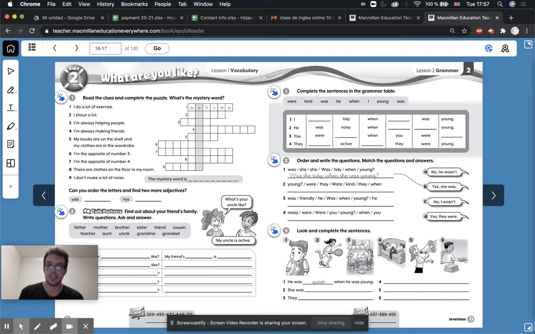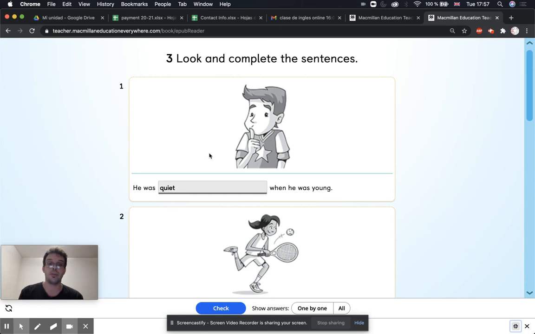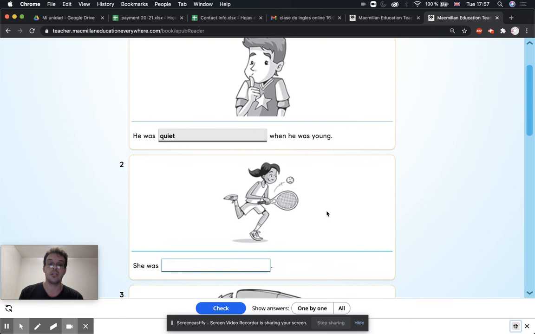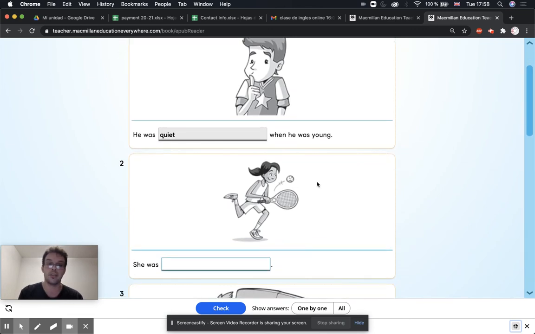Okay, so exercise 3, we have to make phrases to describe these 6 people when they were young. Okay, hacemos frases para describir estas personas cuando estaban jóvenes. Okay, let's do it all together. Okay, so first one says he was quiet when he was young. Callados, because he's going shh, he was quiet.